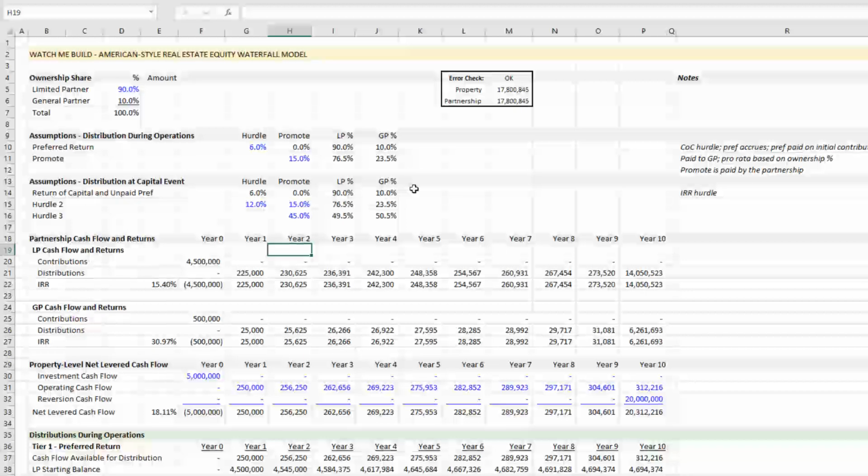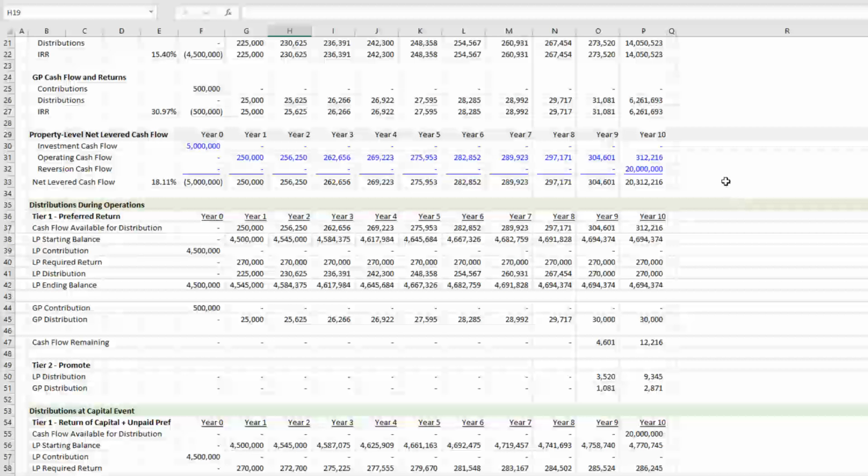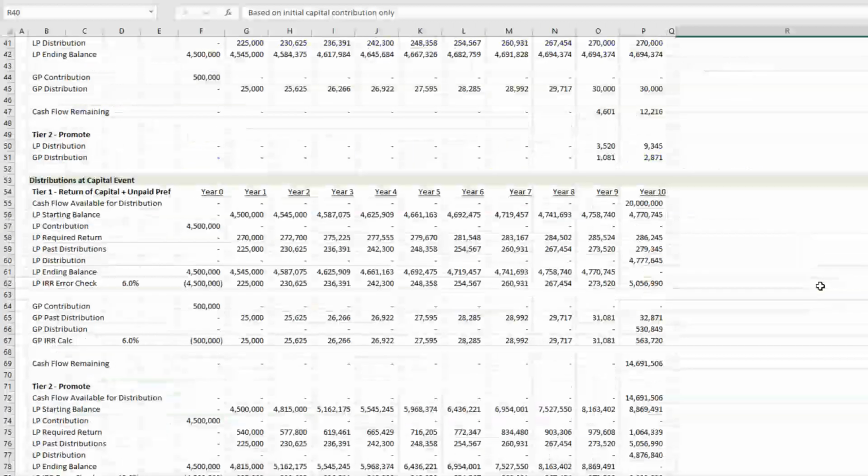So this is an American style waterfall. Let me make some final notes here. A couple things. The first here, the net levered cash flow at the property level is gross, meaning it's before GP fees. It adds an additional level of complexity to model in GP fees. Another one is, say, this required return here. This is based, as I said, on the initial capital contribution only. Okay, so it's not based on capital account.